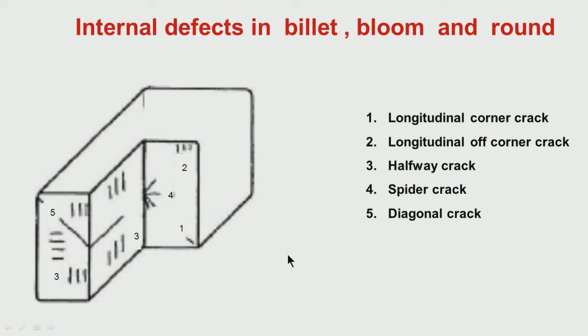Then we have mentioned the halfway crack, this 3. Halfway means halfway between the surface and the center we may have cracks. So, it is called halfway cracks. Then we may have a spider crack, not any particular orientation, different types of orientation. So, it is called a spider crack, but internal crack. We may have diagonal internal crack around the diagonals where the solidification fronts are meeting. So, it is a weak area in the cast product.